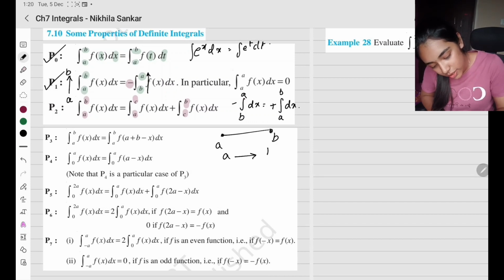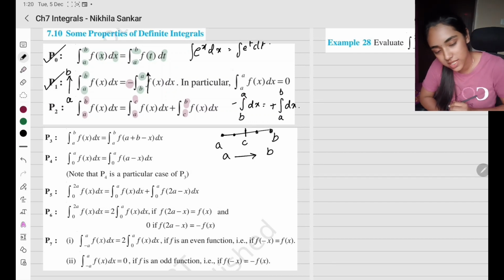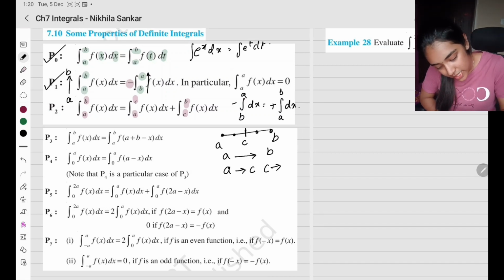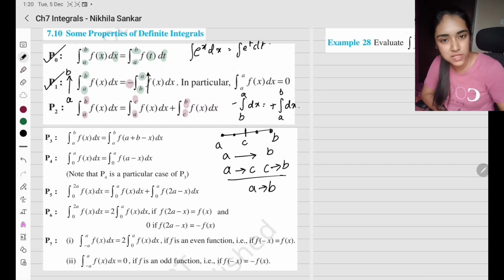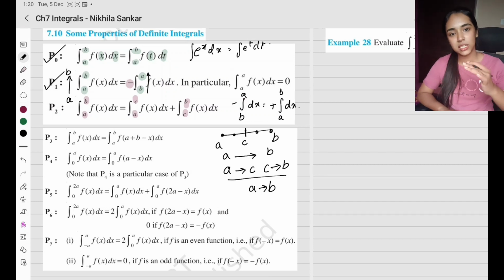So a to b is nothing but, when I have a c point in between, or somewhere here, I can say this as a to c, c to b. So இப்படி பண்ணாலும் a to b தானே போகுது. So I'm going to have some intermediate values. This will be very, very useful for the modulus function. Okay, that we'll see. So basically a to b is nothing but நடுவுல ஒரு c போட்டுக்கலாம்.